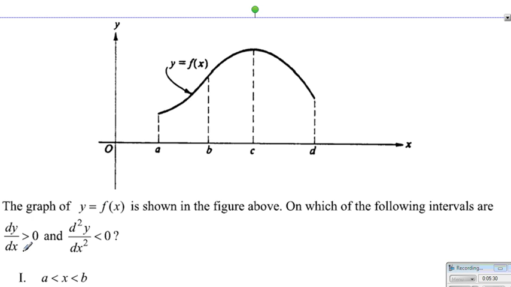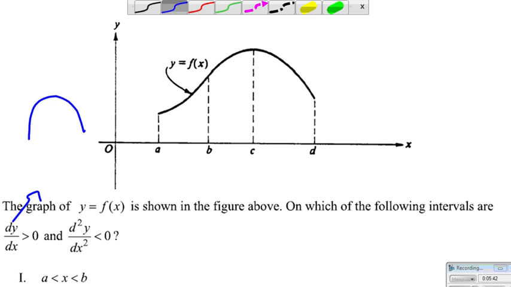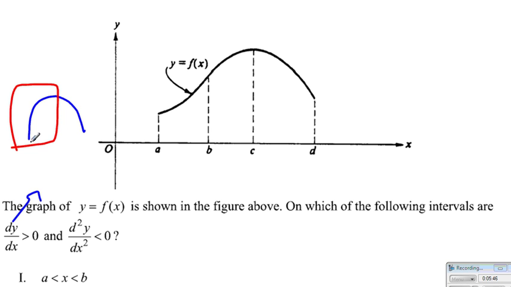Here we have the first derivative has to be positive. That means it has to be increasing. The second derivative has to be negative. That means we are concave down. So if you think about it, this is concave down. Given that we are looking for the increasing portion of the negative concavity, we are looking for anything that looks like this, which seems to be right here between B and C.